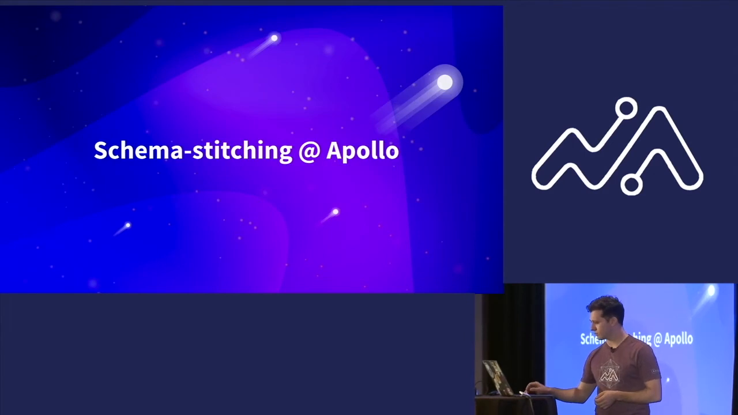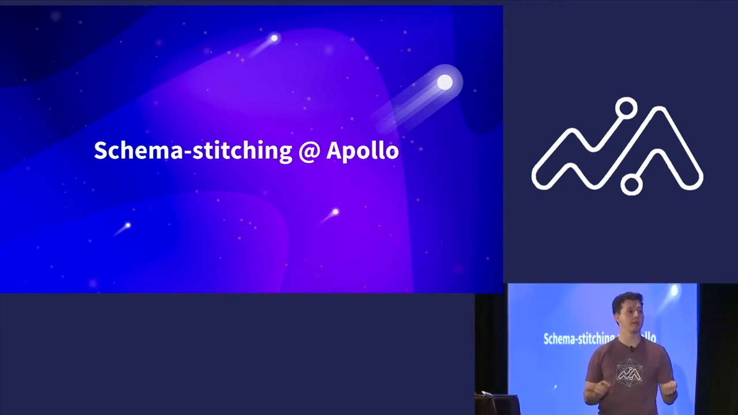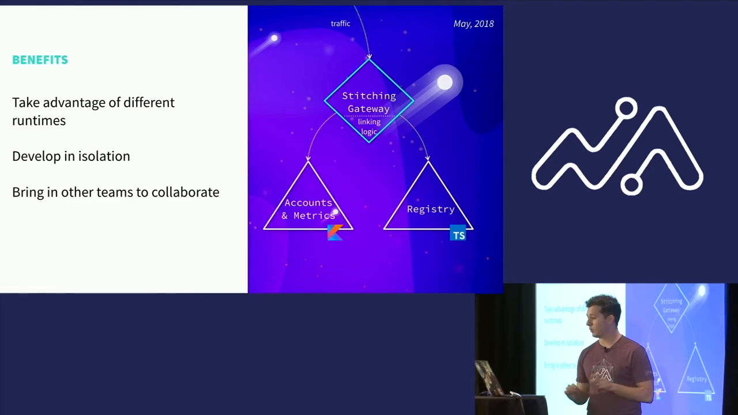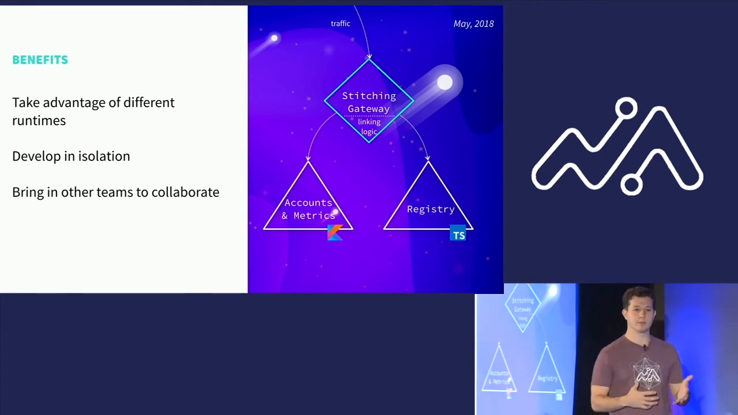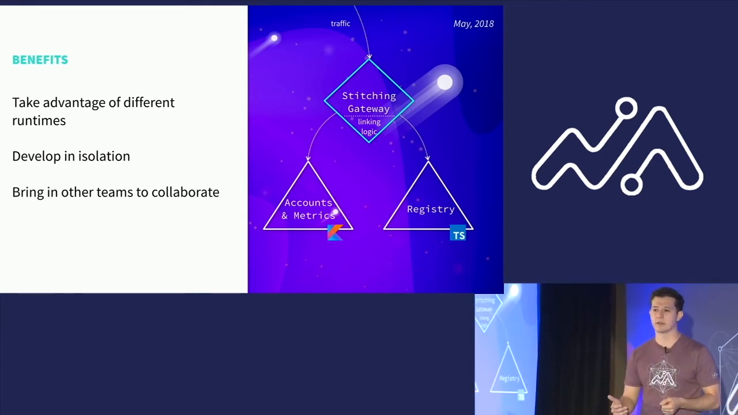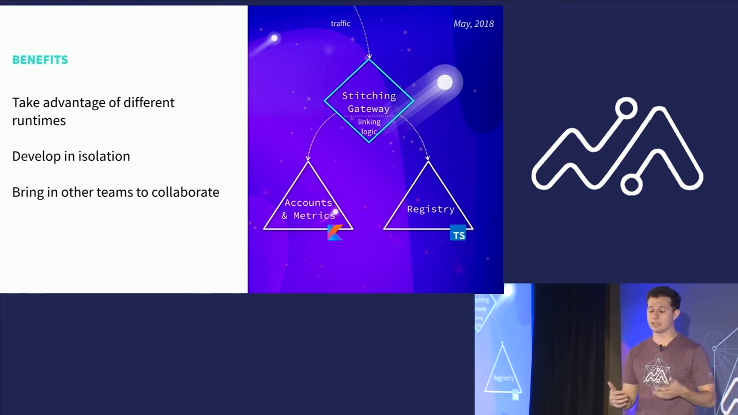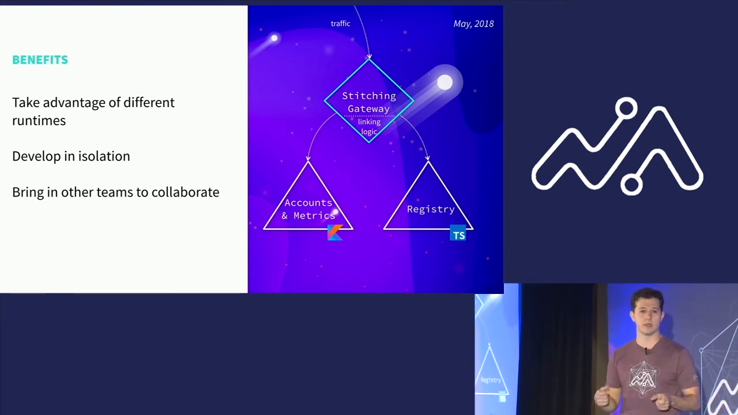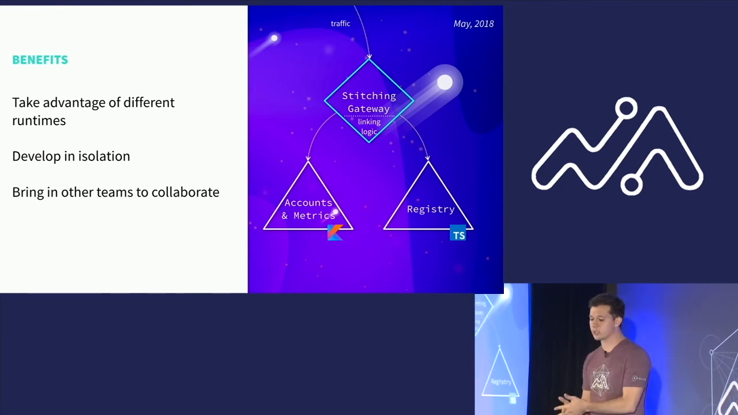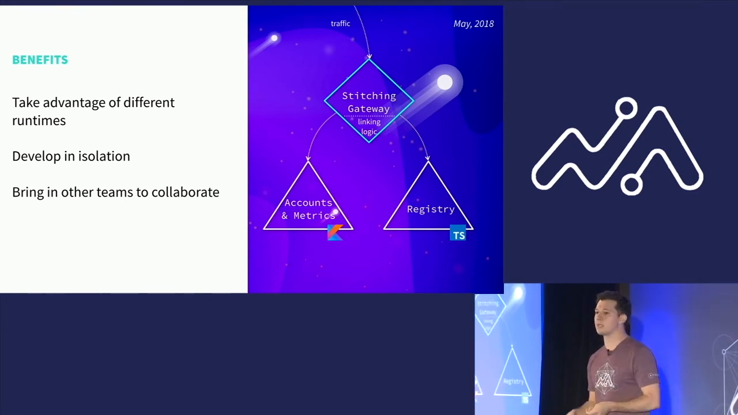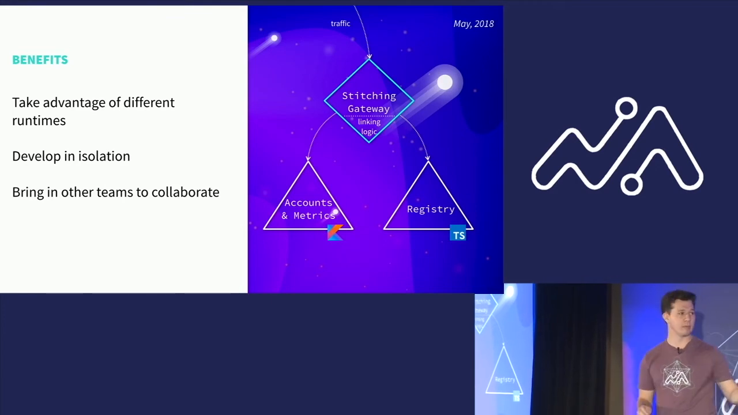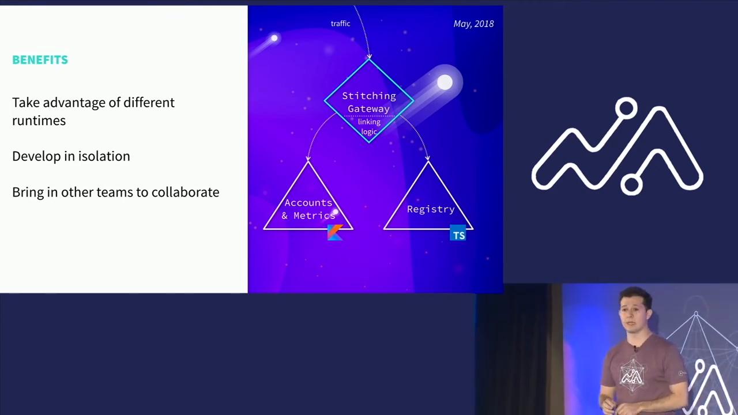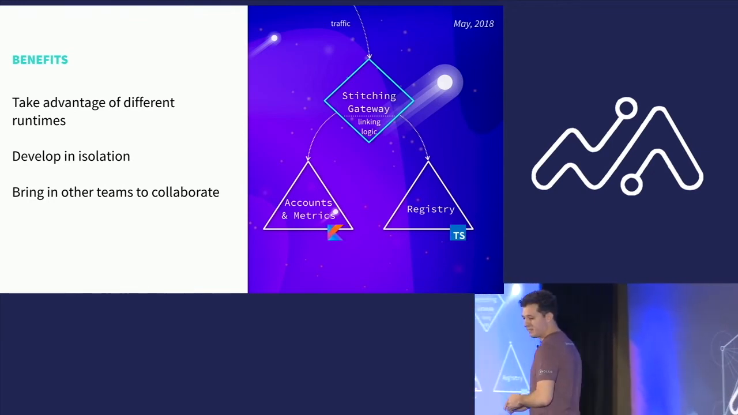Since May of 2018, we've been running a schema stitching layer, which gave us a lot of benefits. We got to take advantage of different runtimes, right? The rich JavaScript ecosystem around GraphQL was fantastic for building out a registry service. And similarly, for the complicated nuances that we needed to dig into our metrics pipeline in order to merge together results, it was great to have Kotlin running on top of the JVM. We also got to work on these two different code bases separately with different teams. We could bring in people from the platform team to work more closely with us on the TypeScript code base because that was a language that they were familiar with.